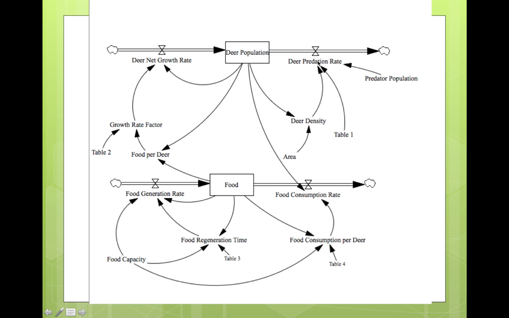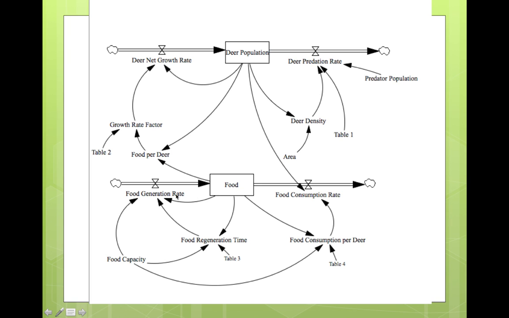Now the predation rate is driven by not only the predator population, the presence of predators, but also the availability of deer, expressed as deer density, which is driven by the population and the area of the reserve. Okay. Now let me get back to the food issue, because food drives growth of deer.